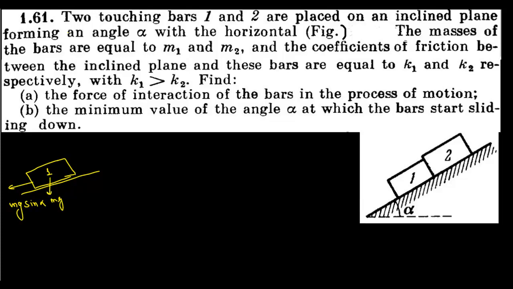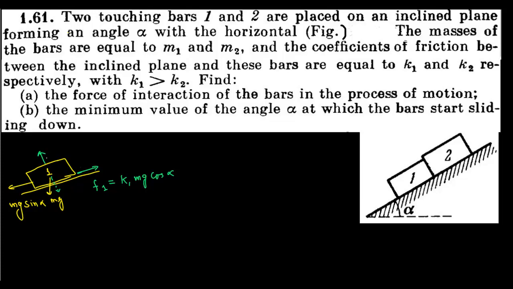Now the force of friction is in this direction. Let this force of friction be F1. Now this F1 is equal to K1 m1 g cos alpha, where this m1 g cos alpha is the component of the weight, and it is the normal reaction for this block 1.